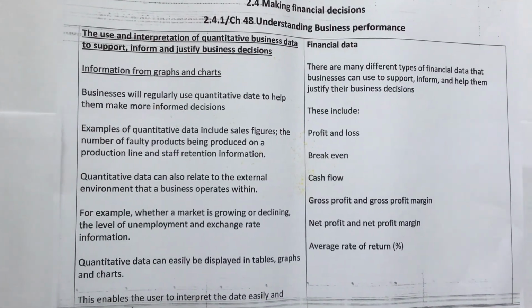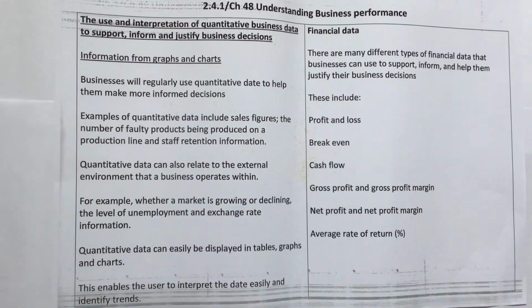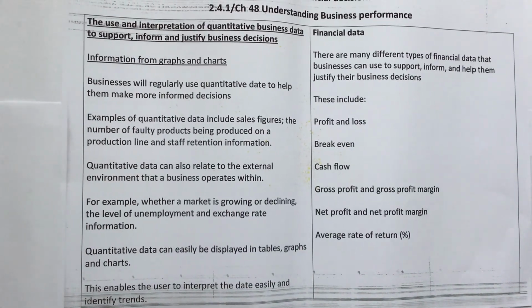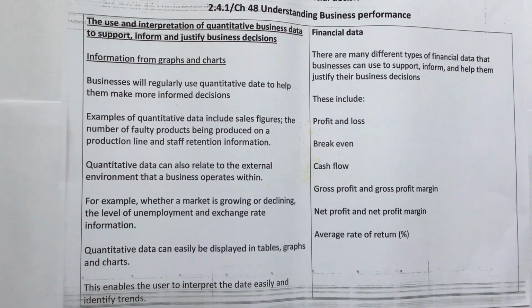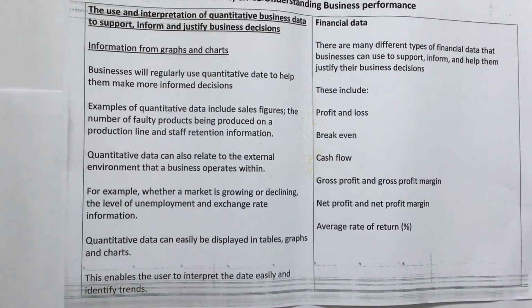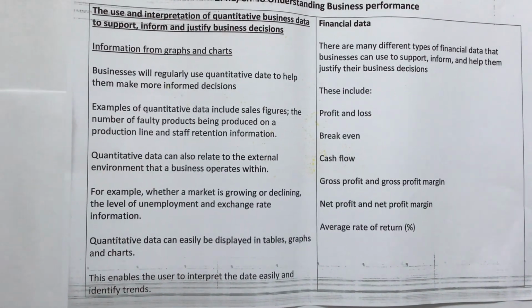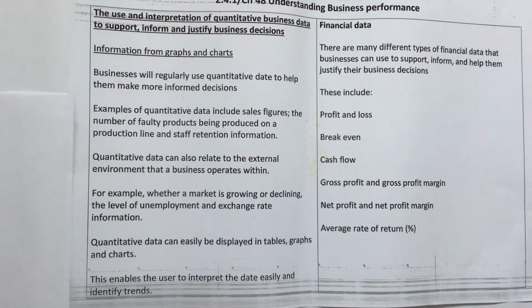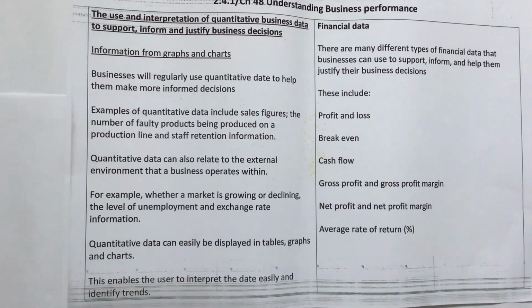This is the next chapter, Understanding Business Performance. The use and interpretation of quantitative business data to support, inform, and justify business decisions. Information from graphs and charts. Businesses will regularly use quantitative data to help them make more informed decisions.